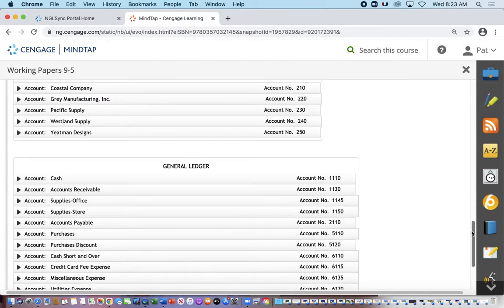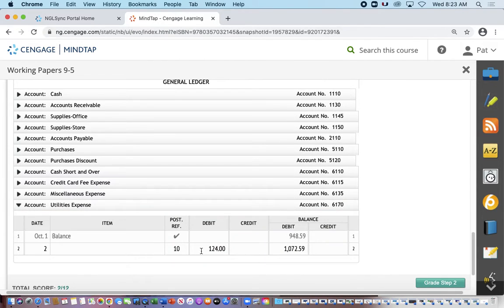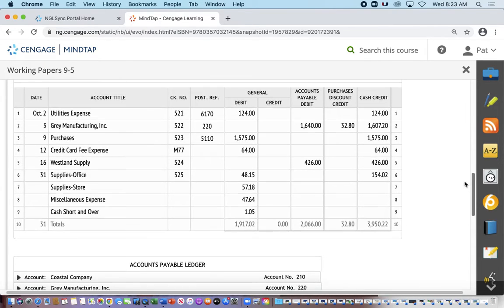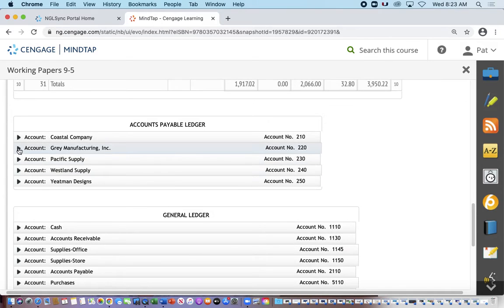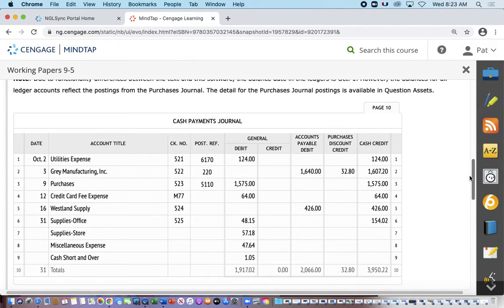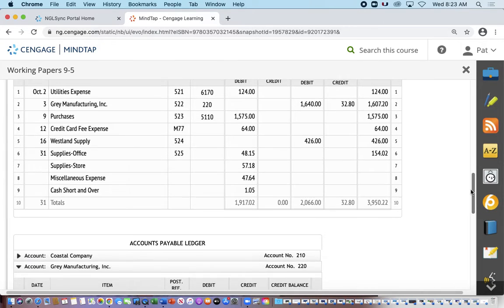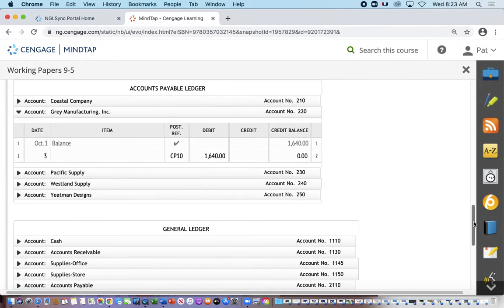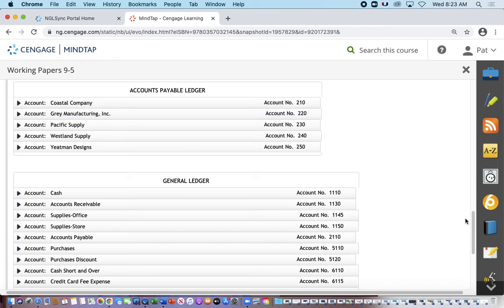You better go back to utilities expense. Bad teaching being done here. I think we have to put CP10 because we're going to start doing multiple journals. You better go up to Gray Manufacturing so that you can know if you had an error or something. You can go back to the cash payments, page 10. So utilities, Gray Manufacturing, purchases. Okay, sorry. I apologize. That was bad.